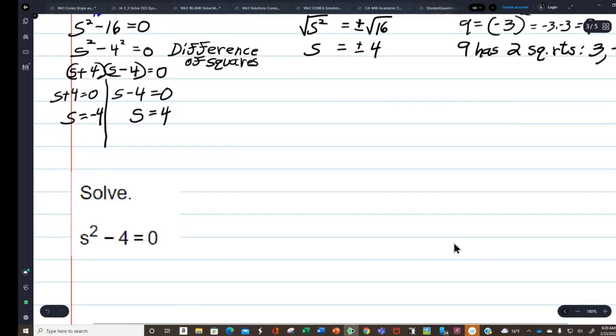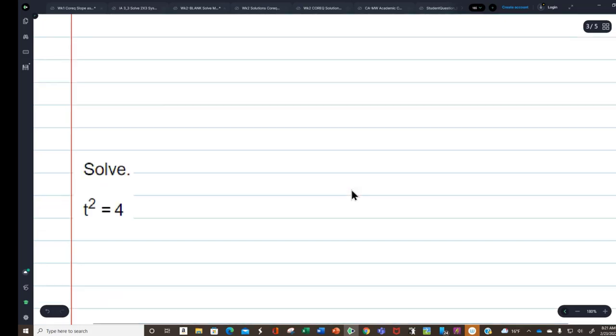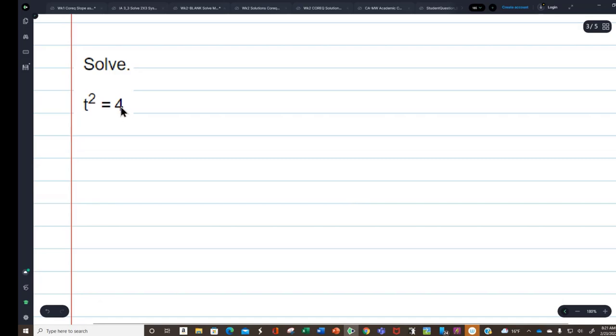Isn't it fun? But here we've also got the difference of two squares. S squared minus 2 squared equals 0. And here we've got, that's a perfect square. So we could write this as the square root of t squared equals the square root of 4 with a plus or a minus in front of it, so that t equals plus or minus 2. So the solution would be t equals negative 2 and positive 2.